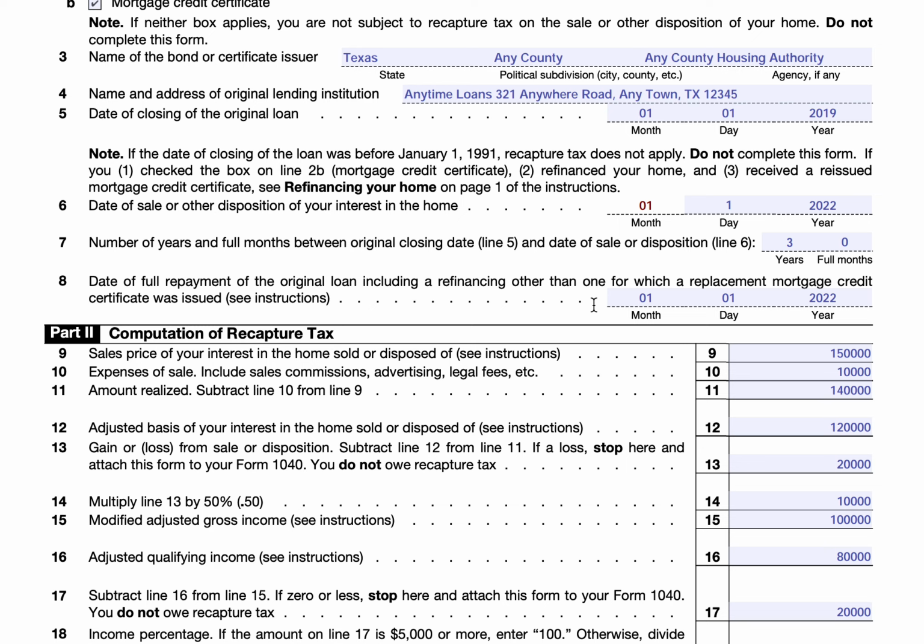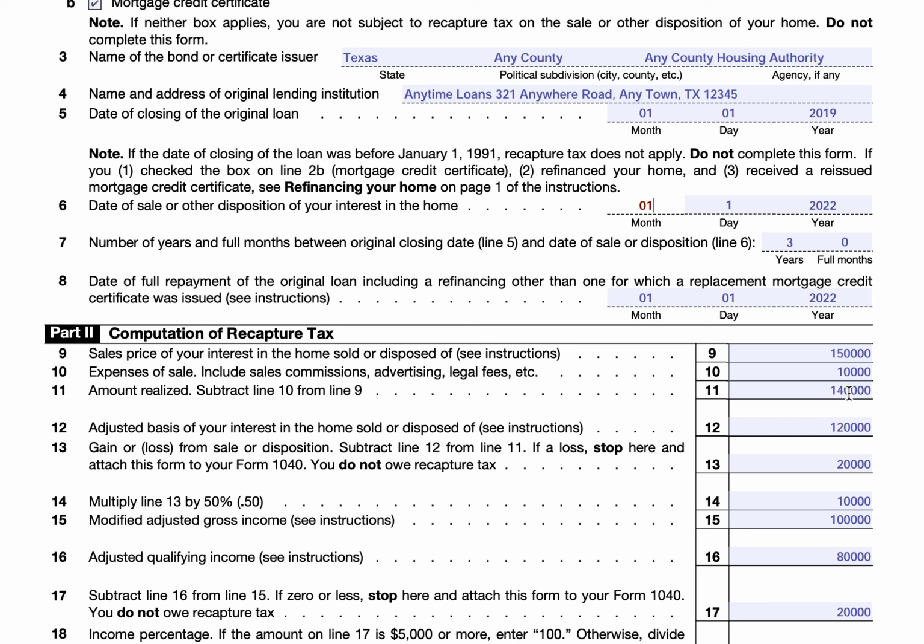So in line 9, we sold the home for $150,000 all in. Line 10, we included expenses, $10,000 of expenses. That's probably actually on the low side, especially since closing costs would be 6% of the sale, and that right there would be $9,000. But I just put that in there as a placeholder. You can put in legal fees, advertising costs, sales commissions, things of that nature. And then the amount realized, what you do is subtract line 10 from line 9, and you end up with $140,000.